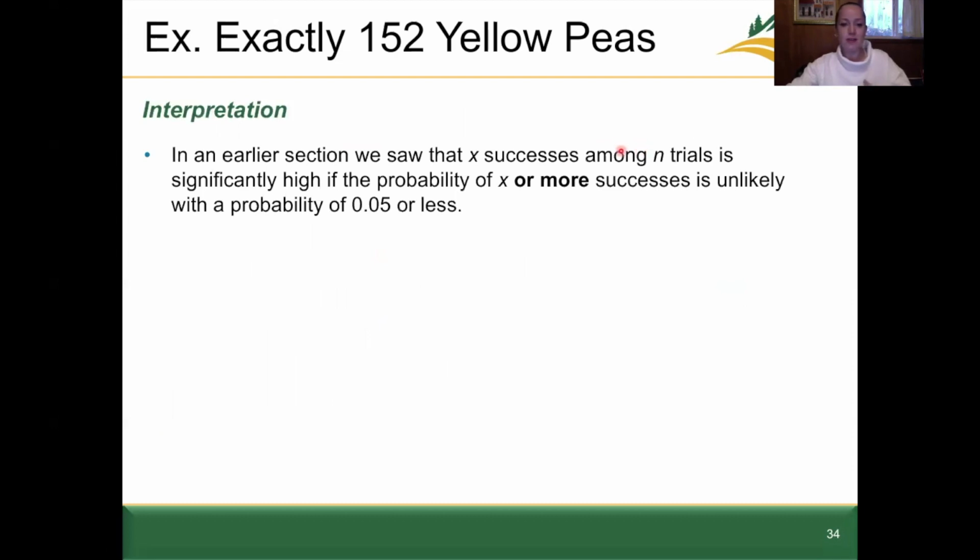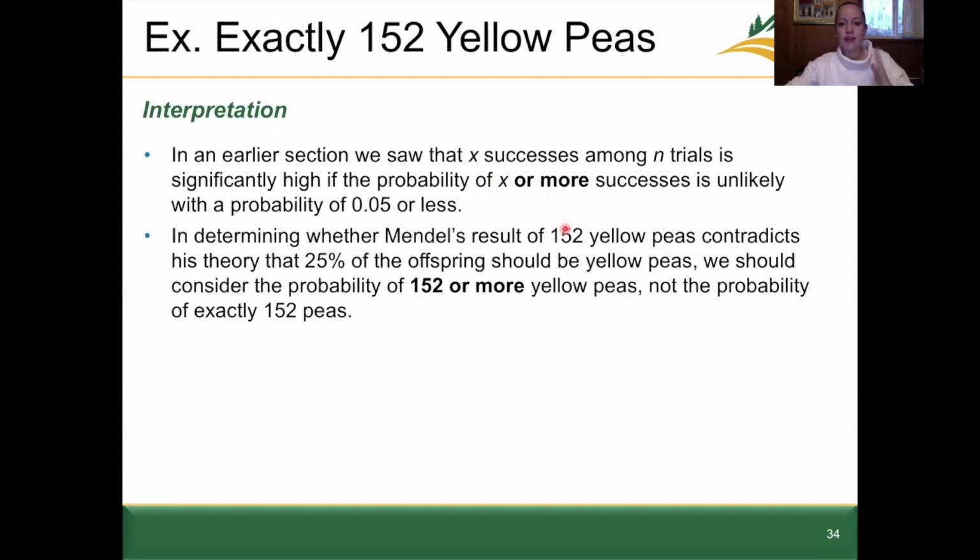Earlier, we saw that X number of successes among N number of trials is significantly high if the probability of X or more successes is unlikely, with a probability of 0.05 or less. In other words, we find the probability. If that probability value is 0.05 or less, then the X value that was used to calculate the probability is considered significant. In determining whether Mendel's result of 152 yellow peas contradicts his theory that 25% of the offspring should be yellow peas, we should actually consider the probability of 152 or more yellow peas.